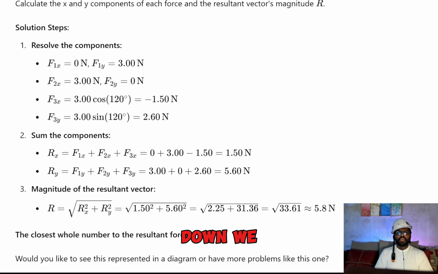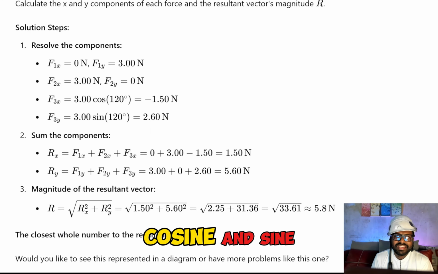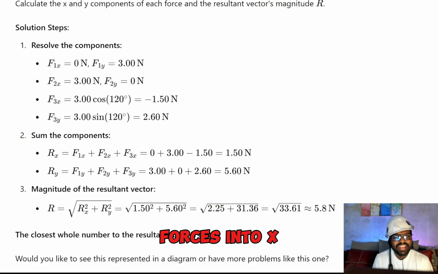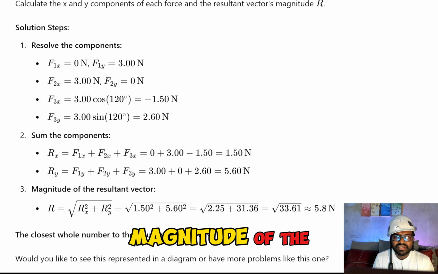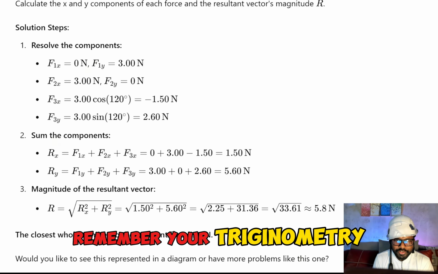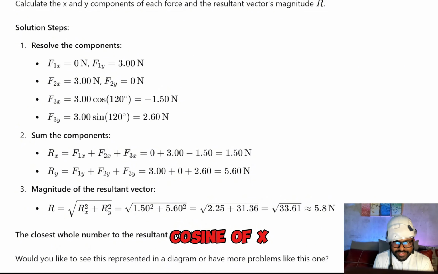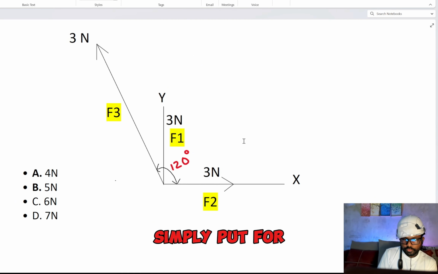Let's break it down. We will use some cosine and sine to resolve these forces into x and y components. Then sum them up to find the magnitude of the resultant force. Remember your trigonometry: cosine for x, sine for y. So simply put, for the force F1, there is no x component, but the y component is 3 newtons. For the force F2, there is no y component, but the x component is 3 newtons.